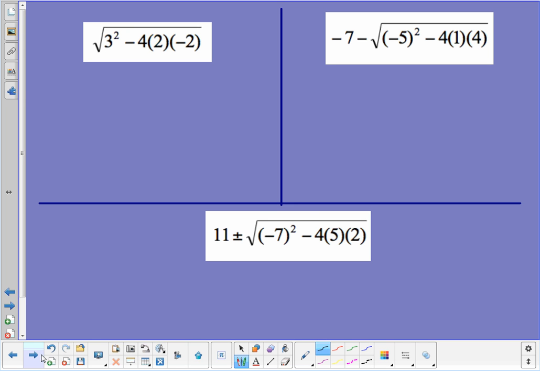Let's take a look at the square root of 3 squared minus 4 times 2 times negative 2. I want the square root of that whole thing. Again, I need to use order of operations under here. Order of operations tells me do the power first. That gives me 9. Then it tells me to multiply. 4 times 2 times negative 2 gives me negative 16, so I have 9 minus negative 16. Minus a negative is actually plus a positive, so that's the square root of 25, and the square root of 25 is equal to 5.